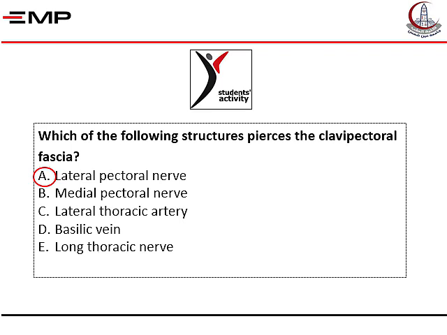The medial pectoral nerve does not pierce the clavipectoral fascia, it pierces the pectoralis minor. The lateral thoracic artery is not the artery that pierces it, it's the thoracoacromial artery. The basilic vein does not pierce the fascia, the cephalic vein is the one that pierces it. The long thoracic nerve has no relation to the clavipectoral fascia.